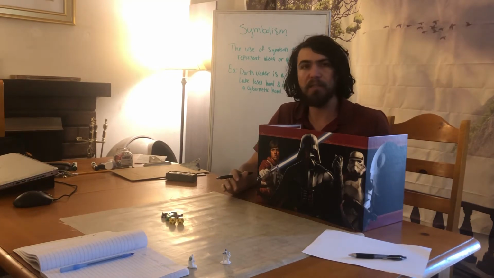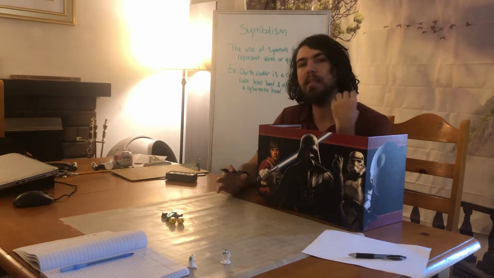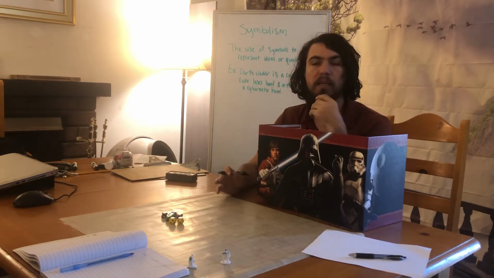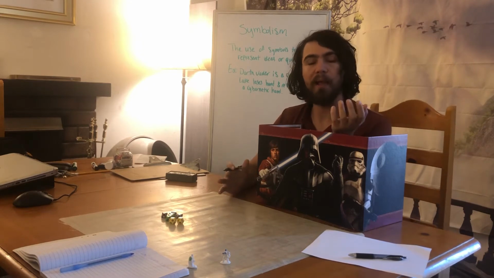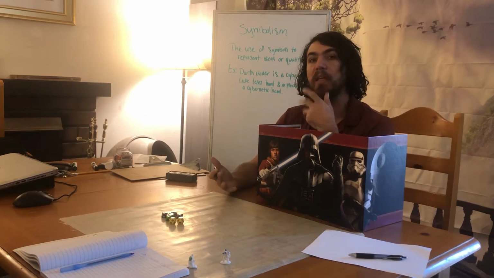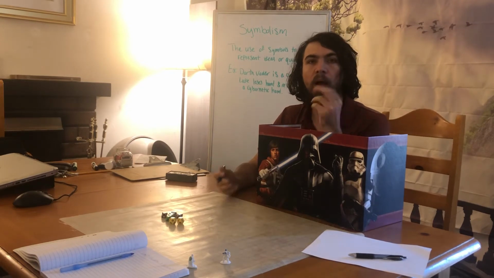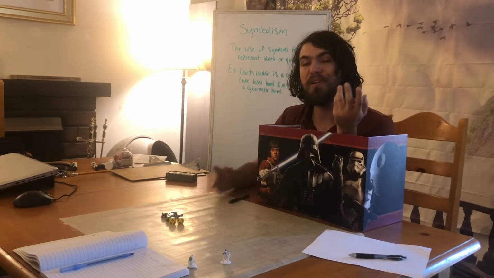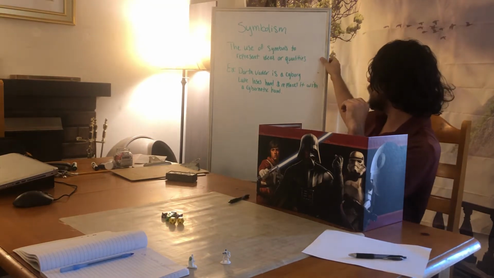Another interesting symbol is when Luke Skywalker loses his hand, he gets it replaced with a machine hand. And it's symbolizing the fact that he also can be just like his father. Which actually then leads us to our next thing, which is foreshadowing!